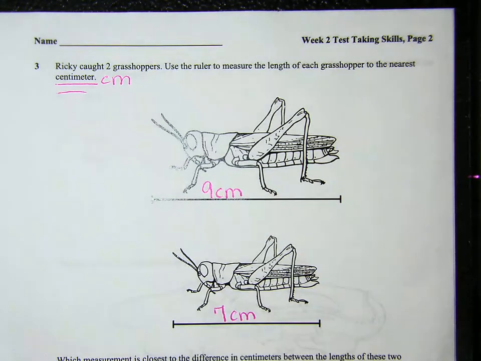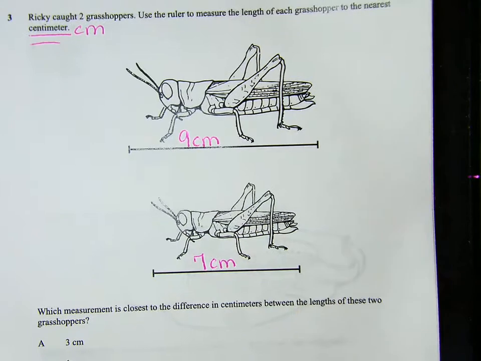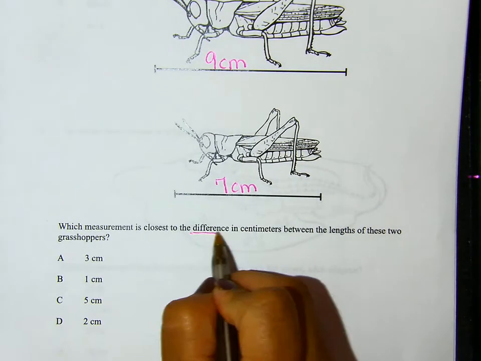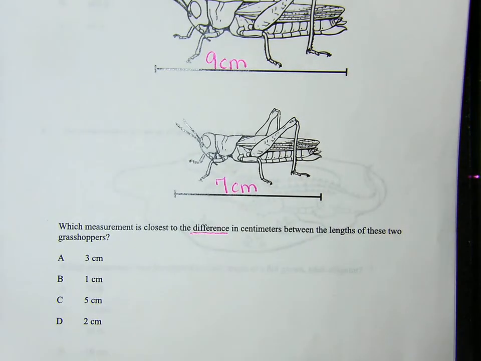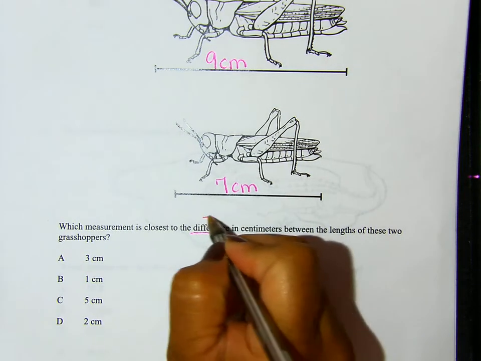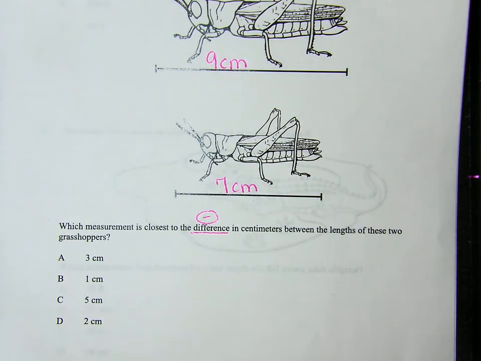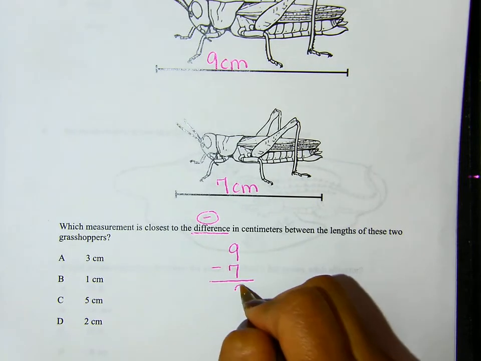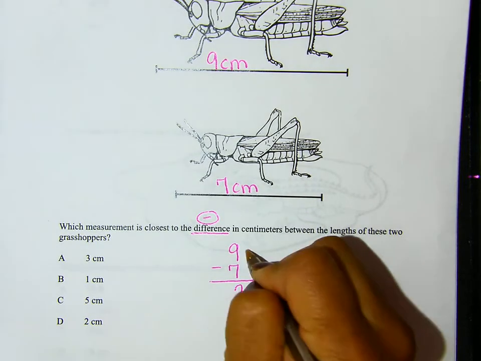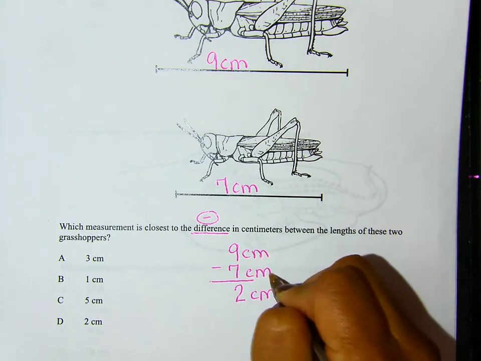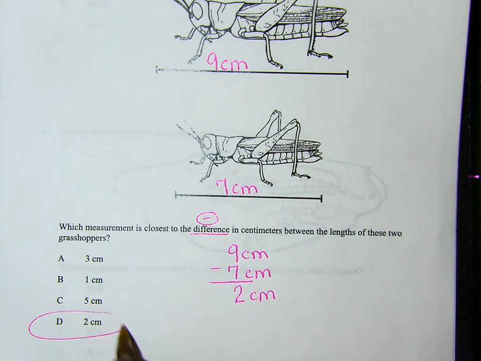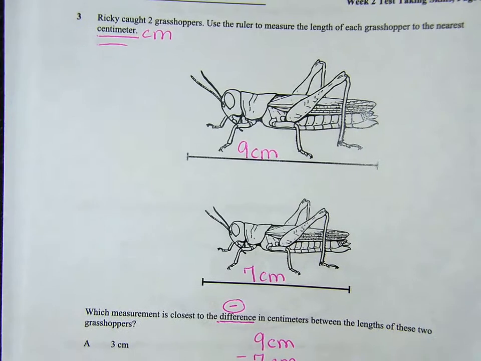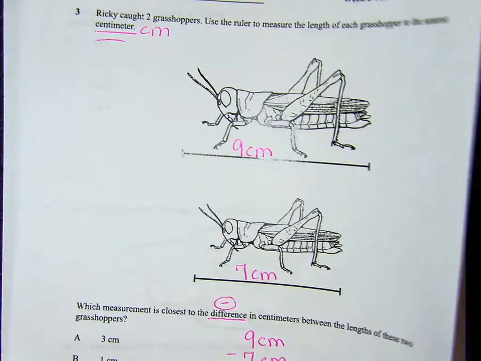And then let's continue reading. Which measurement is closest to the difference in centimeters between the length of these two grasshoppers? So the difference is subtraction. So we're going to subtract 9 minus 7. So your answer is 2 centimeters because we're subtracting 9 centimeters and 7 centimeters, which is 2 centimeters. D is your answer. So remember, again, look at the unit of measure.